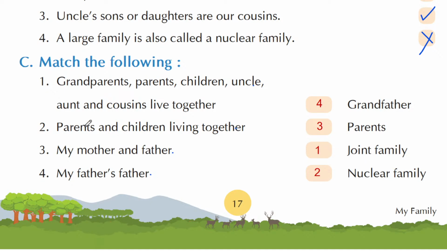Question number 2, parents and children living together comprises nuclear family. So we will write down 2 next to nuclear family. My mother and father. Mother and father are our parents. So we will write down 3 next to parents. Question number 4. My father's father is grandfather. So we will write down 4 next to grandfather. So this is your correct answer. Write it down in your book.